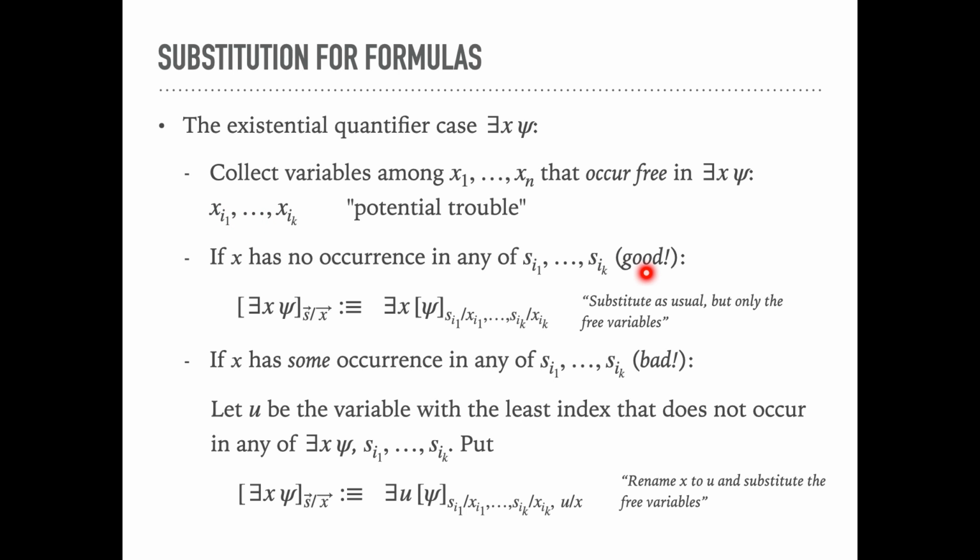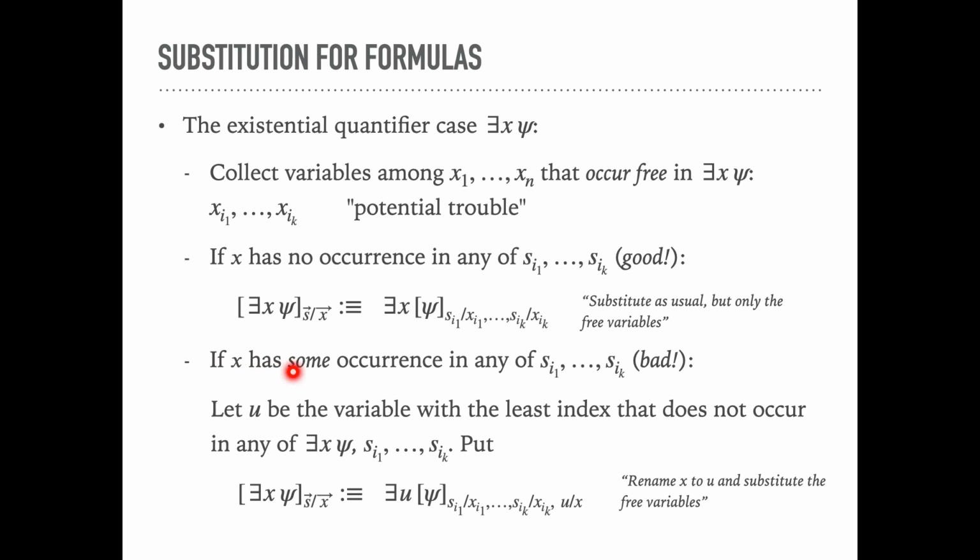Then no danger. We can just substitute. Well, in this case, our substituted formula is: exists x, and then we take the formula psi and do our substitution there. However, we only substitute the free variables, right? If the variable is already bound in here by some quantifier, we don't want to substitute that because it's already bound. Okay, so substitute as usual, but only the free variables.